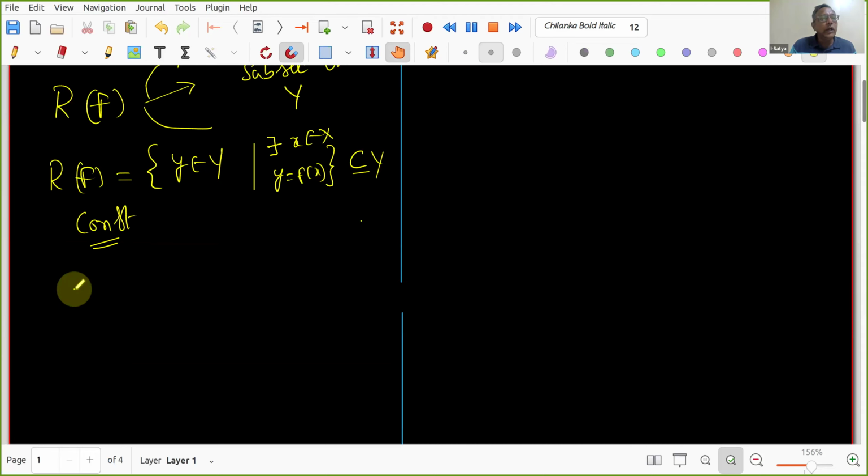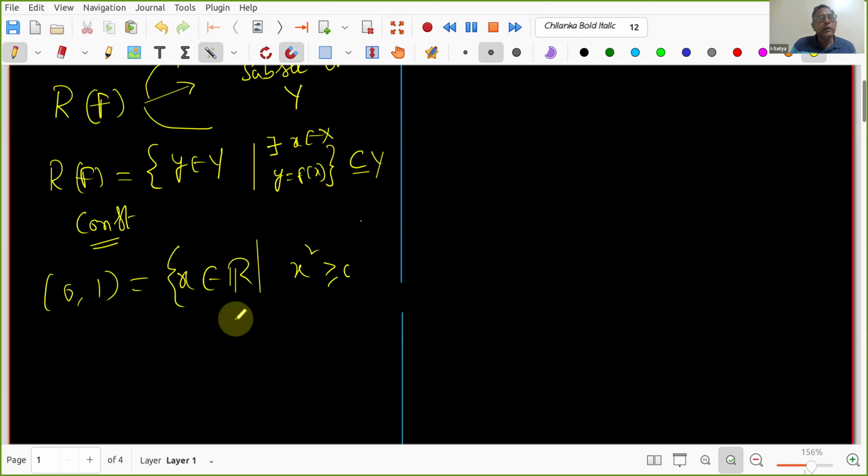For example, what is the open interval (0, 1)? Then you are saying x belongs to R such that x squared is greater than or equal to 0. Is it correct? It is wrong, right? Every real number satisfies this. Like that you are saying. So be careful about what you are saying. So okay, range of f is this part.